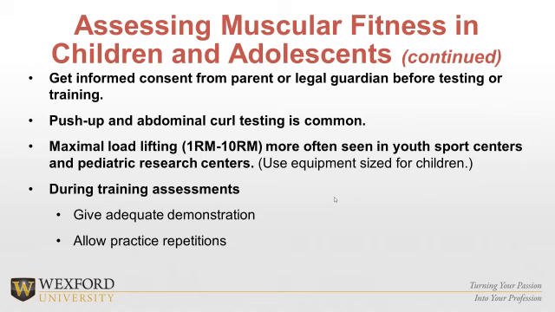Now, in order to assess children and their muscular fitness, you have to get an informed consent from the parents or legal guardian before testing or training. Now, the push-up test and the abdominal curl testing is common. Now, max load lifting, 1 rep max to 10 rep maximum, is more often seen in youth sports centers and pediatric research centers because they have to have the right equipment. However, you can use some of these tests if you know how to teach it right. The DO-I principles: describe, observe, evaluate, and instruct properly.